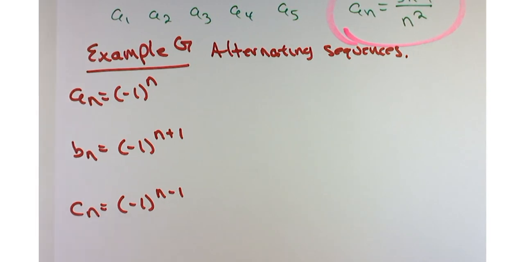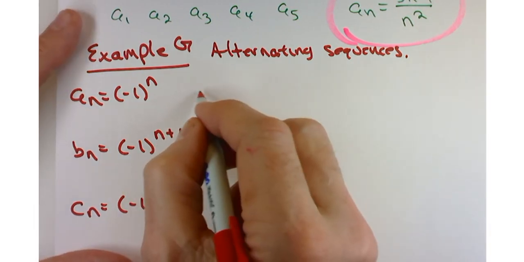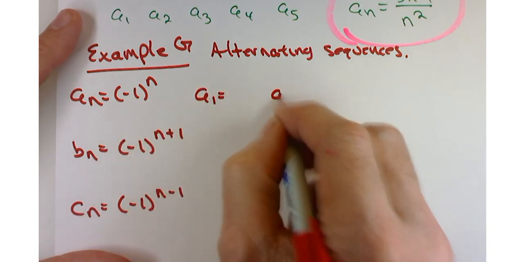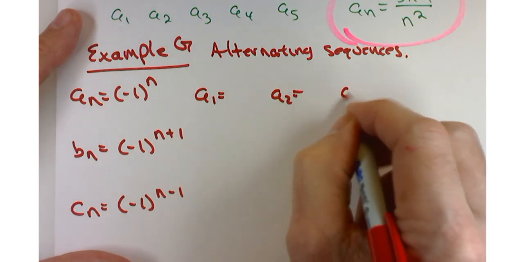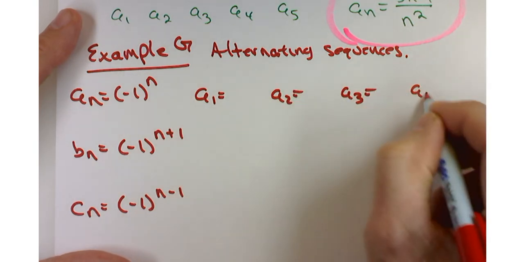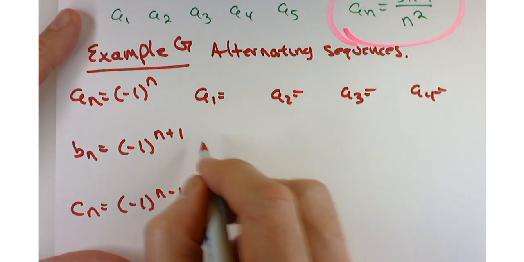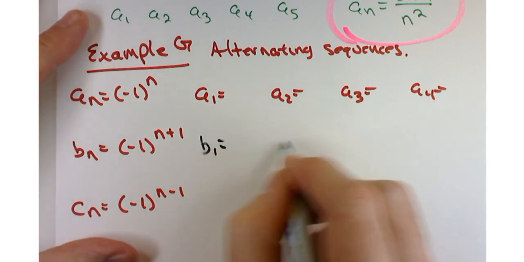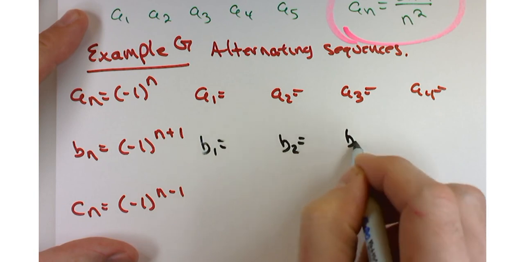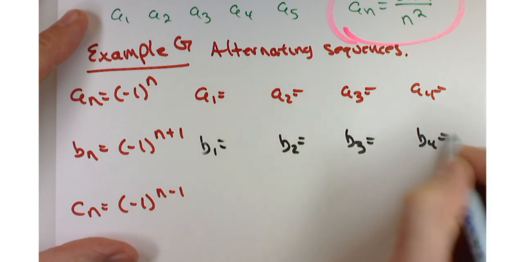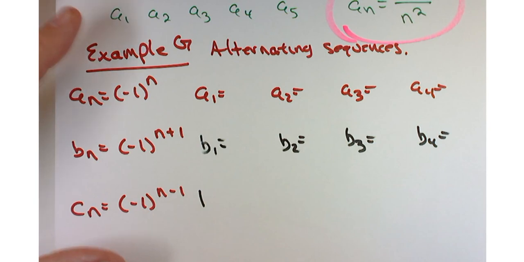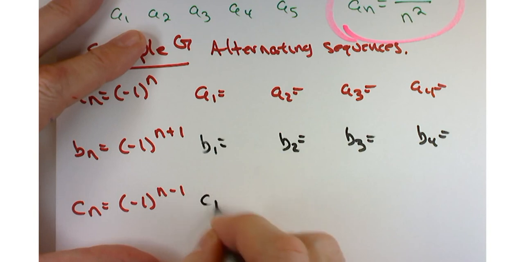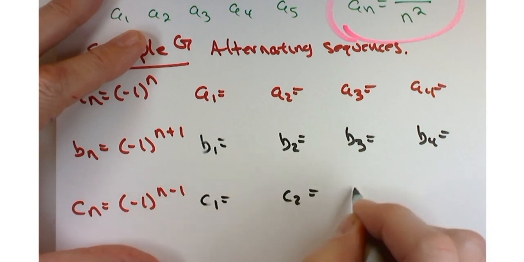Now what I want us to figure out is a few things here. I want us to figure out the first 4 terms of each sequence. I want a sub 1, a sub 2, a sub 3, and a sub 4. And then likewise for B and C, I want B sub 1, B sub 2, B sub 3, B sub 4, and you don't have to necessarily go through all these by grunt work calculation. You should pick up on a pattern really quickly as you work through these.